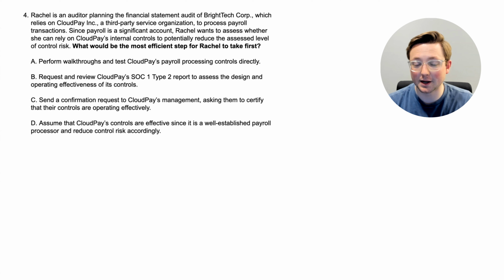I feel like you're going to be able to pick out the correct answer based on what we've talked about so far, but let's still read through it. Option A, perform walkthroughs and test CloudPay's payroll processing controls directly. Option B, request and review CloudPay's SOC 1 Type 2 report to assess the design and operating effectiveness of its controls. Option C, sending a confirmation request to CloudPay's management, asking them to certify that their controls are operating effectively. Or option D, assume that CloudPay's controls are effective since it is a well-established payroll processor and reduce control risk accordingly.